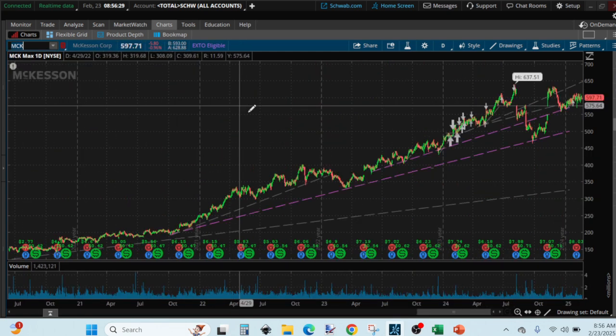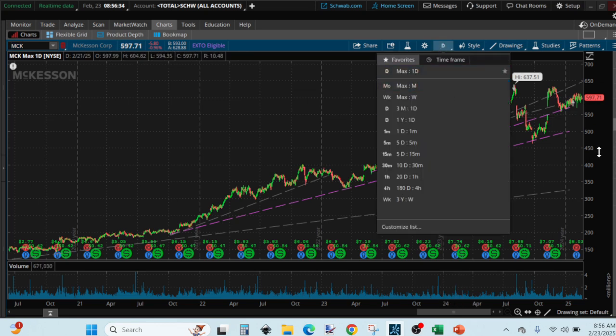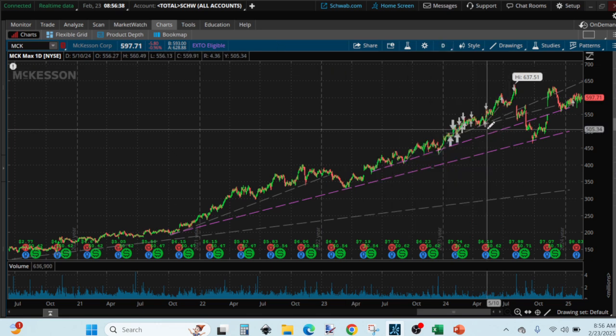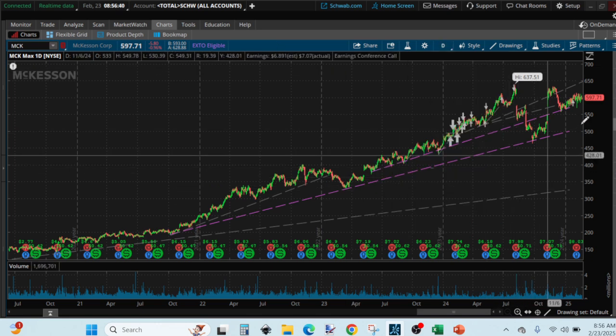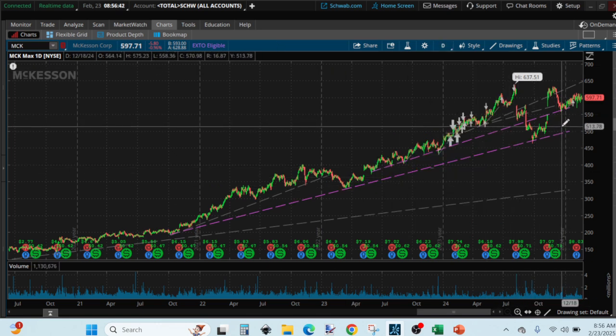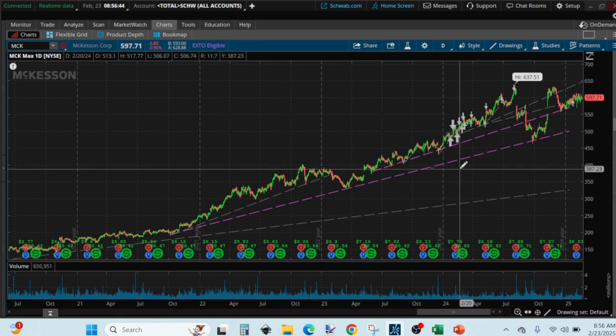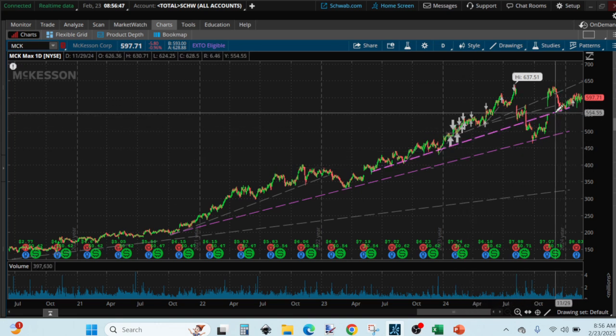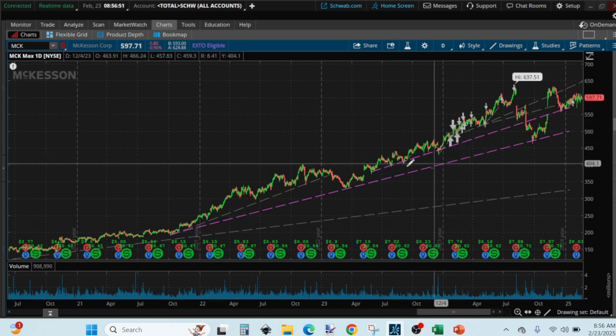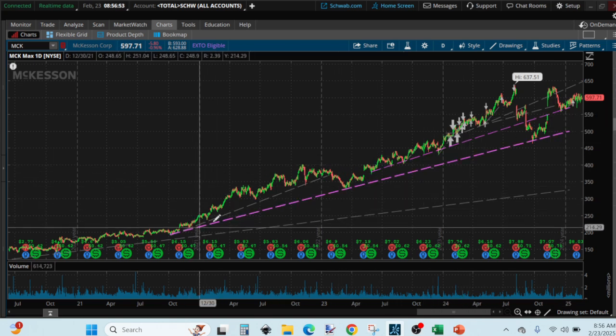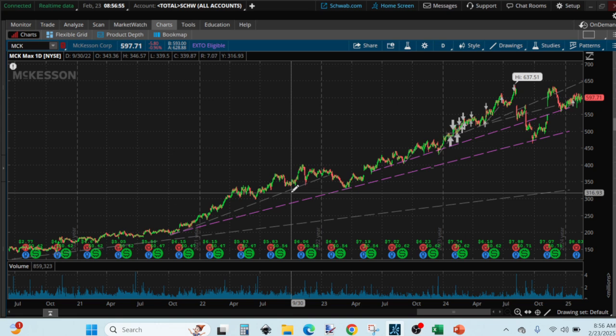So MCK, I don't know what daily chart we are using, maximum daily chart. Friday was a down day for them as well, but here is MCK. We have two trend lines here, and we decided to buy at this one. Why? I'm not sure anymore, but we just noticed that it does not make a wide mountain.